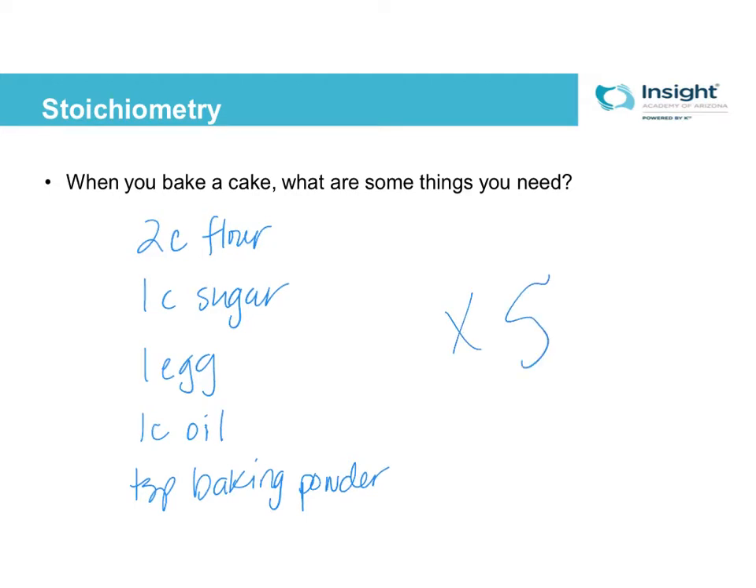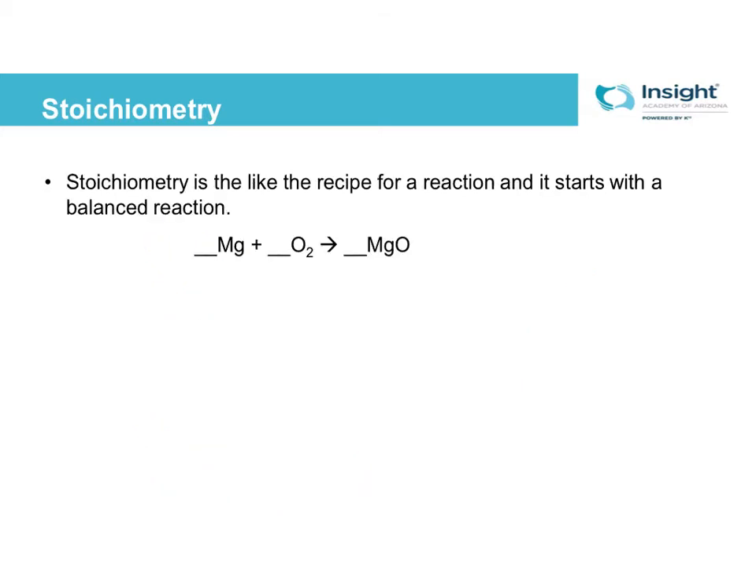All right, stoichiometry is just like interpreting a recipe for a cake. It's just that instead of your recipe being different food ingredients, your recipe is going to be chemicals. And the numbers, the amounts that you need, are going to come from your balanced reaction.